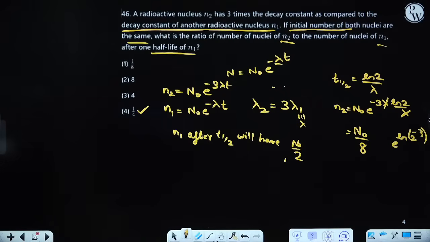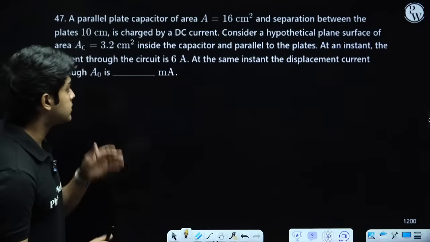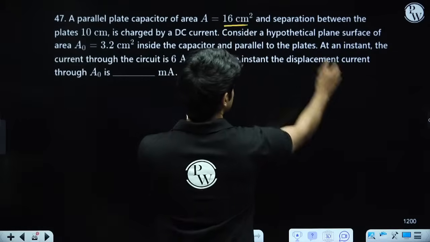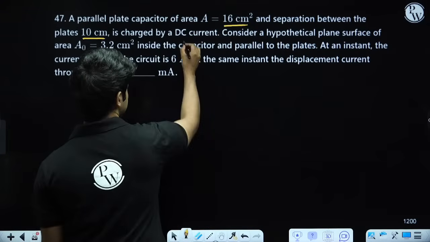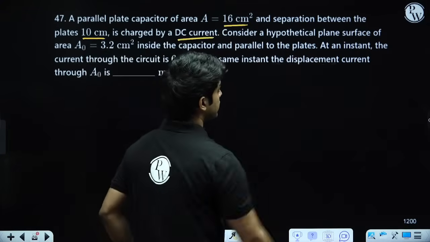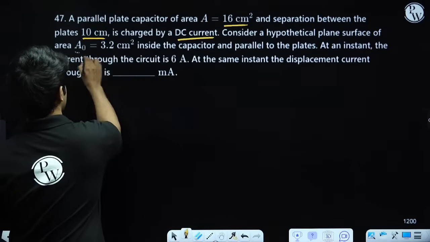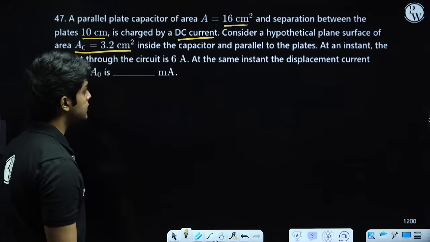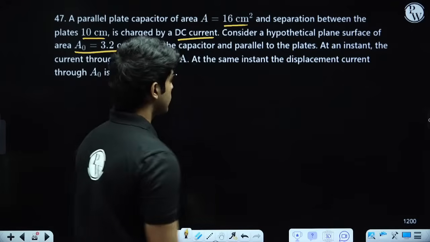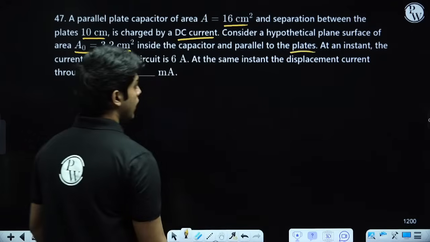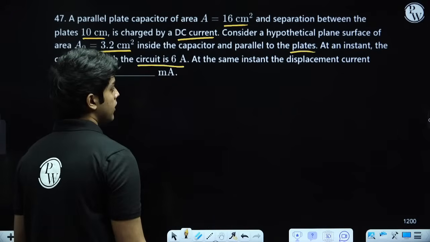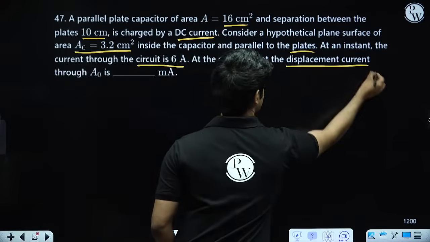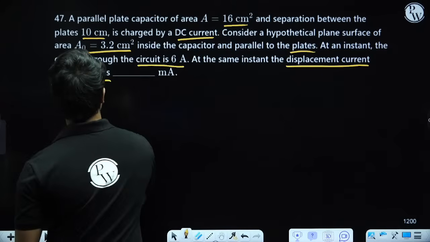Alright. Next question. A parallel plate capacitor has area 16 centimeter square. The separation between the plates is 10 centimeter. It's charged by a DC current. Consider a hypothetical plane surface of area 3.2 centimeter square inside the capacitor and parallel to the plates. At that instant, the current through the circuit is 6 amperes. At that same instant, what is the displacement current through that A0 surface?